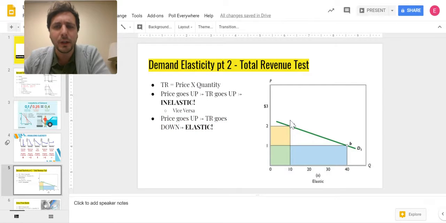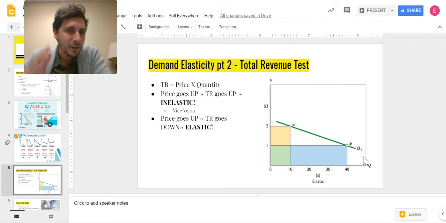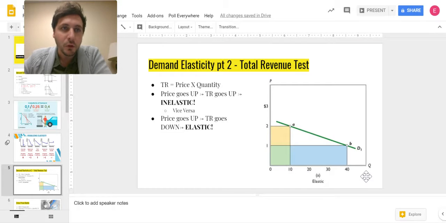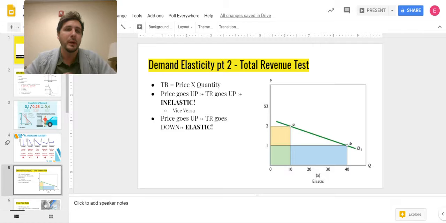All right, so let's check it out over here. Is this elastic or inelastic? Well, you already know it's elastic just looking at it because it's pretty flat, right? The slope is down there. Clearly, the percent change in price is much lower than the percent change in quantity, right? Going from 1 to 2 and then going from 10 to 40, much larger. So it's elastic, but let's try the total revenue test.